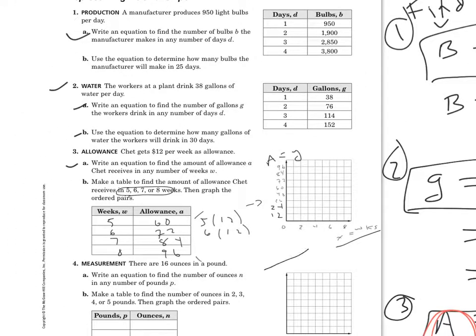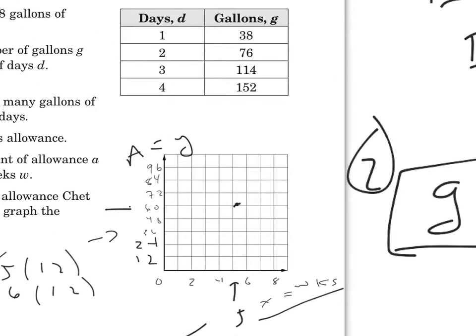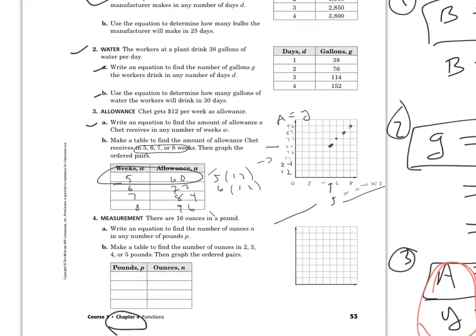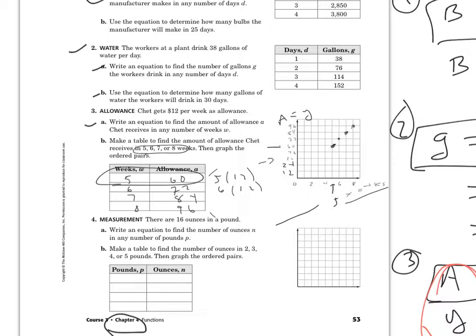That way, when we plot our points, we're going to plot the 5, 6, 7, and 8. Like we're going to plot the 5, 60. So we go over to 5, then up to 60, and put a point on the graph. Then we have a point at 6, 72, which is right here. We have one at 7, 84, which is right there. And then one at 8, 96, right there. So those would be your data points, and you would have graphed the ordered pairs, which is the second part of question number 3.